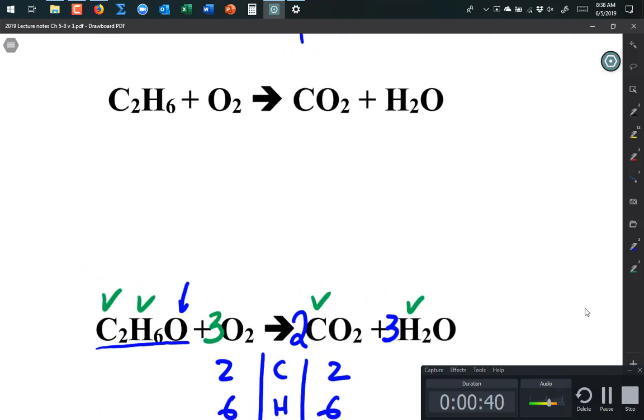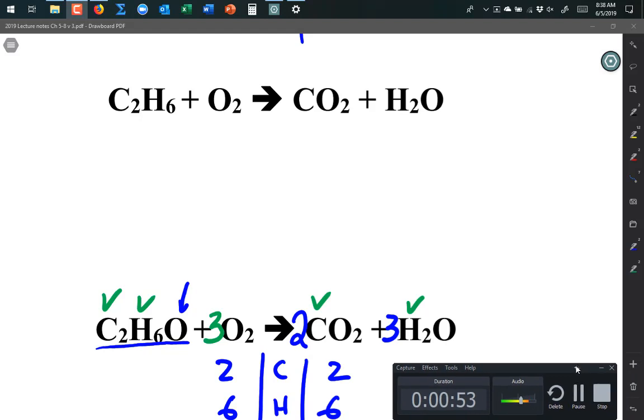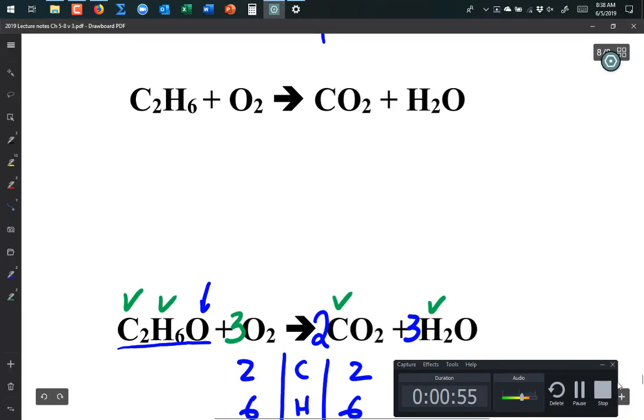All right, so looking at this reaction, you're going to learn about these today, they're called combustion reactions. So this is a combustion of ethane, and on the left-hand side, on the reactants, this is the ethane. A combustion reaction is when you use oxygen, and then it creates heat as it burns, basically. So I'd call that combustion.